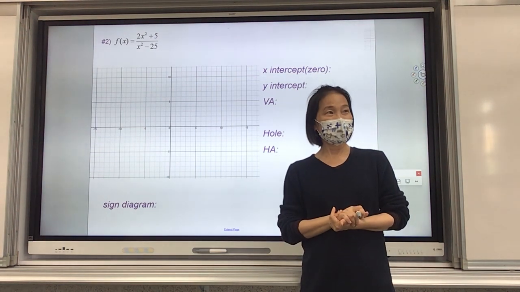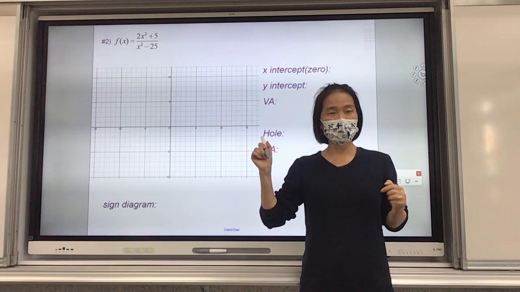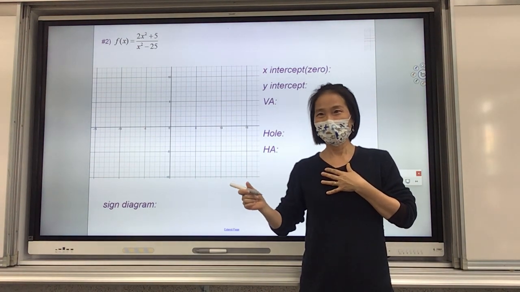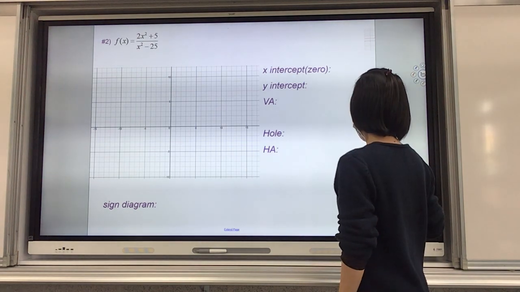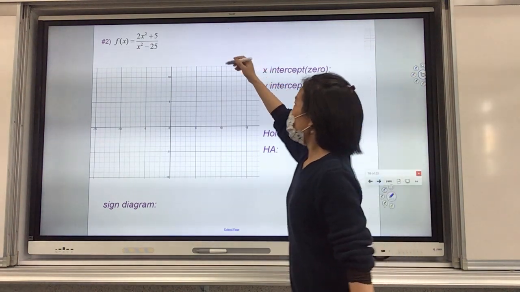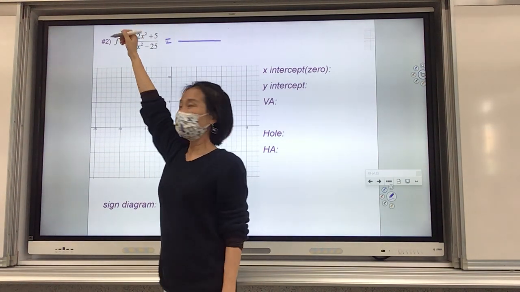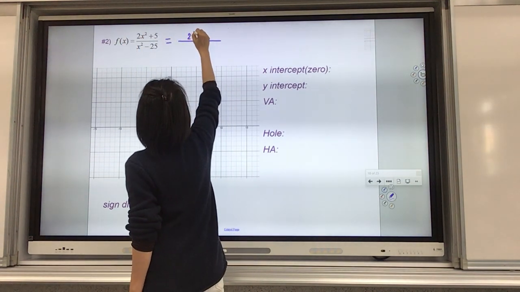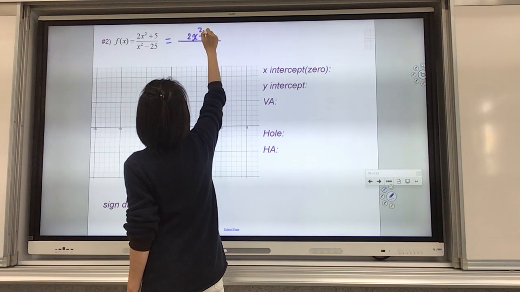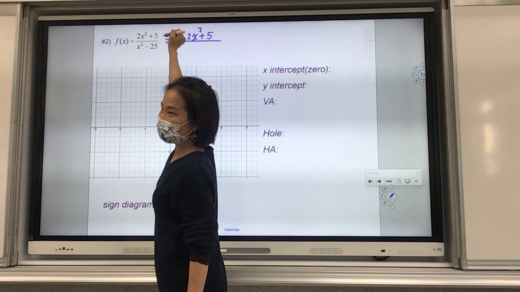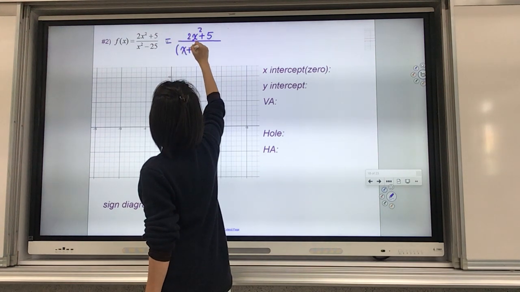Do you want to tackle this on your own on the board, or should I do it one more time? Do it one more time. Okay, I can do that. Let's factor this. Numerator cannot be factored. This is just the same. Denominator, what is denominator? X minus 5, x plus 5. Good.